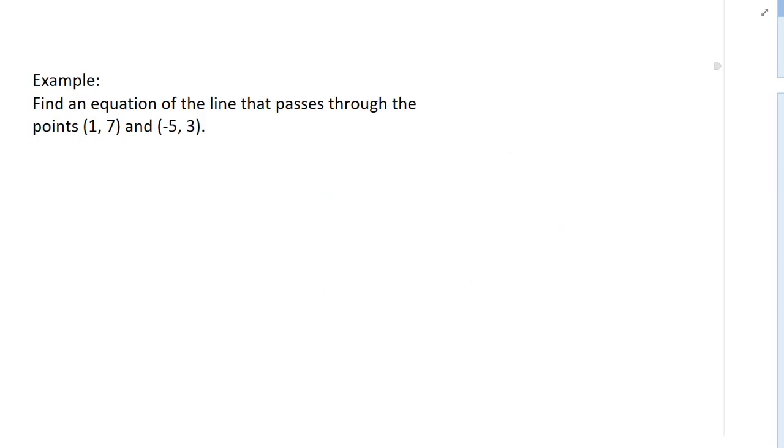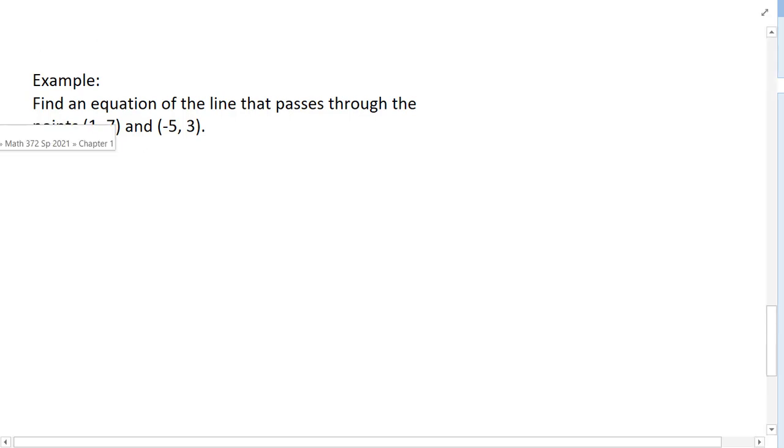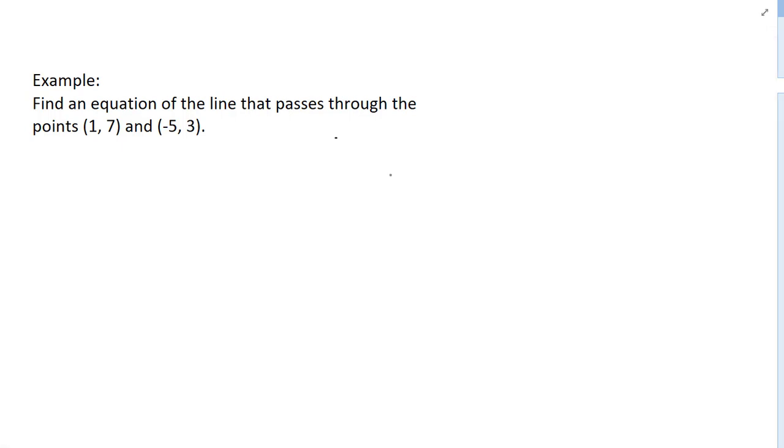Okay, let's try another example. Find an equation of the line that passes through the points (1, 7) and (-5, 3). I'm doing the ones that have 2 points because if you're given the slope, you just plug it into either equation. And I'm never going to ask you to do one method or the other. It will be up to you to use either the point-slope form or the slope-intercept form.